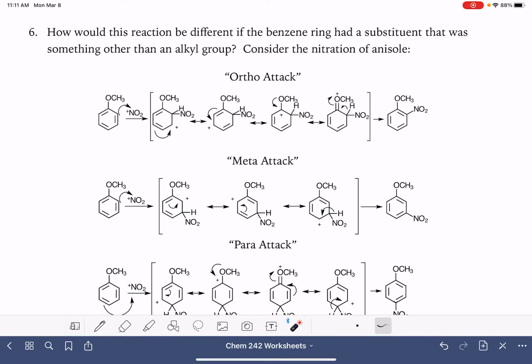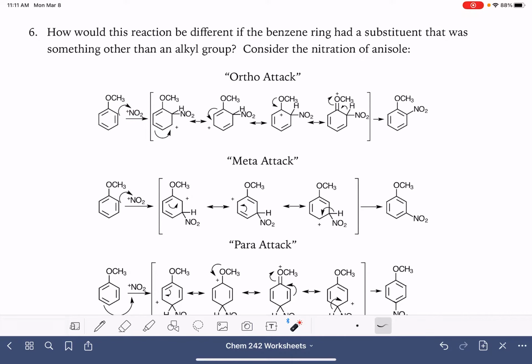Let's continue our analysis of how an existing substituent on a benzene ring affects the electrophilic aromatic substitution reaction. In this video, we're going to be considering the possibility of having a substituent such as anisole present on the benzene ring. I'll be using a nitration reaction again, but also just like in the previous video, this is all going to be true no matter which electrophile we're using.